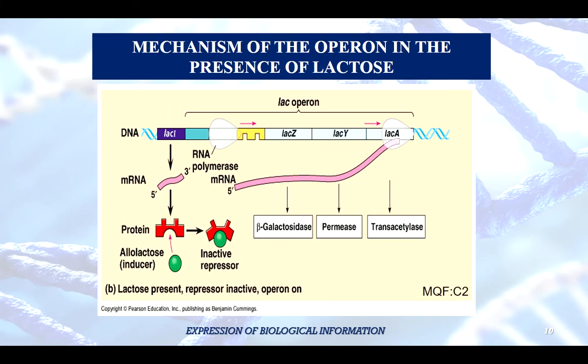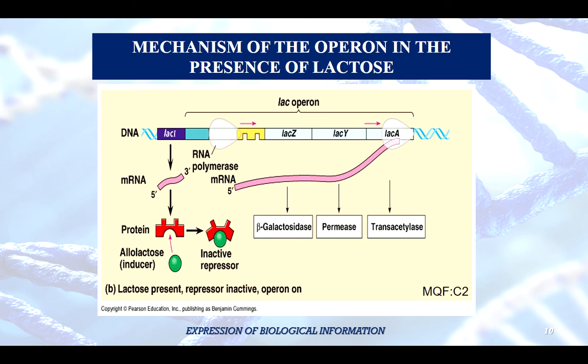In presence of lactose, it will be converted to allolactose, catalyzed by transacetylase. Allolactose then binds to the repressor protein and changes the conformation of the repressor protein. Thus, the repressor protein cannot bind to the operator and the Lac Operon switches on. RNA polymerase will bind to the promoter and transcribe the structural genes into mRNA.